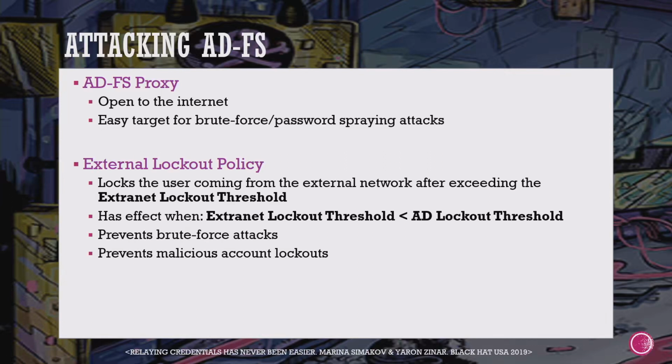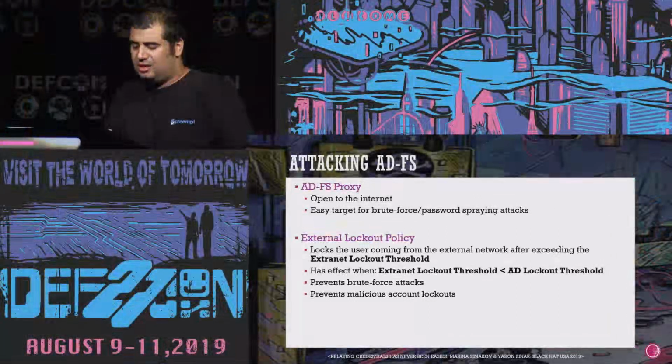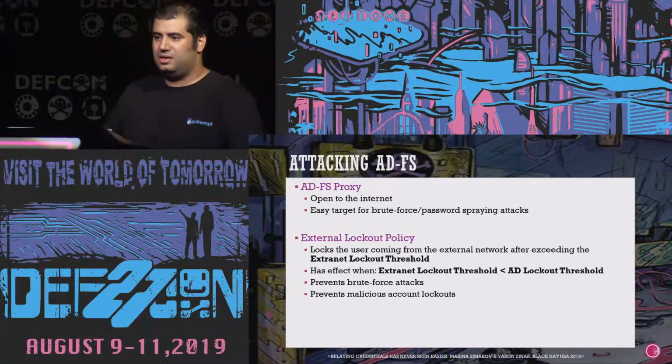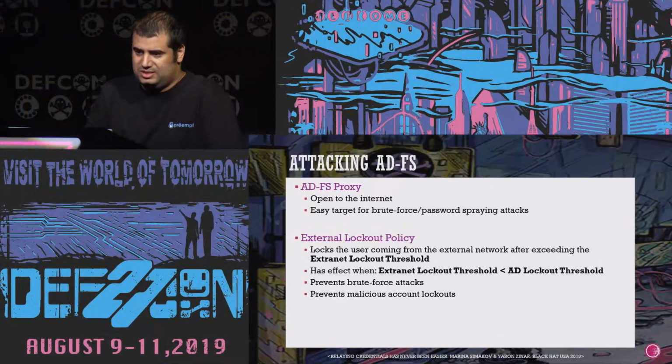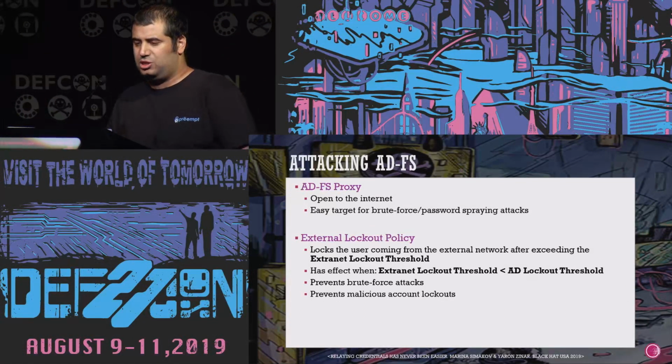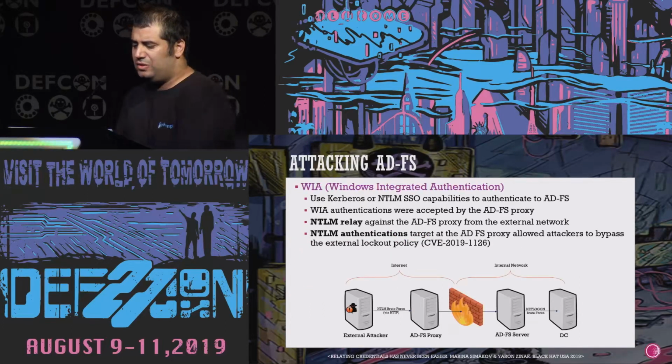Microsoft is aware of this issue, and they have an extranet lockout policy. When the extranet lockout policy is enabled, the ADFS, after a few authentication failures, stops respecting authentication attempts originating from external networks. So now let's move on to the vulnerabilities we have discovered.